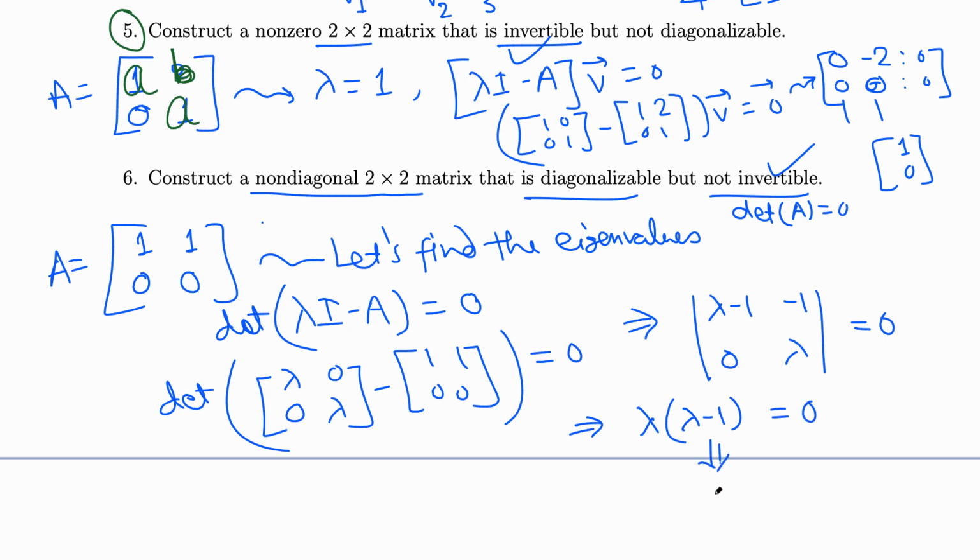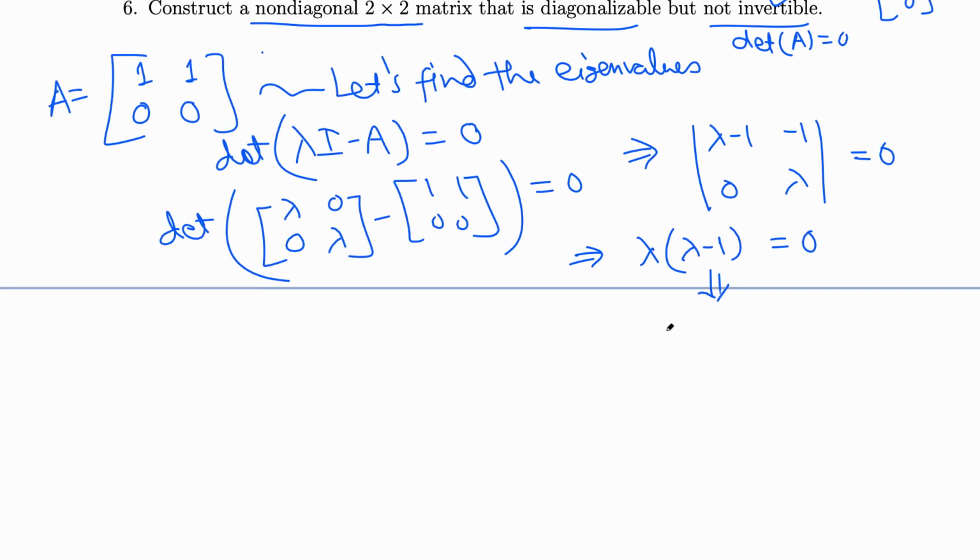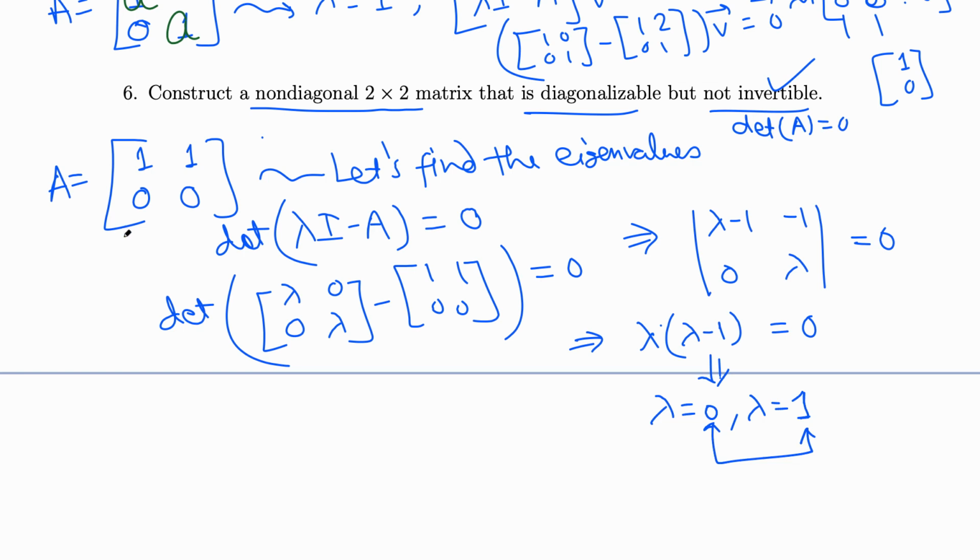So from this, how many eigenvalues do we get? Either λ equals 0, or λ minus 1 equals 0, so λ equals 1. So we got two distinct eigenvalues. Then by a theorem, when we have a 2 by 2 matrix with two distinct eigenvalues, this is diagonalizable. So this example works for number 6.